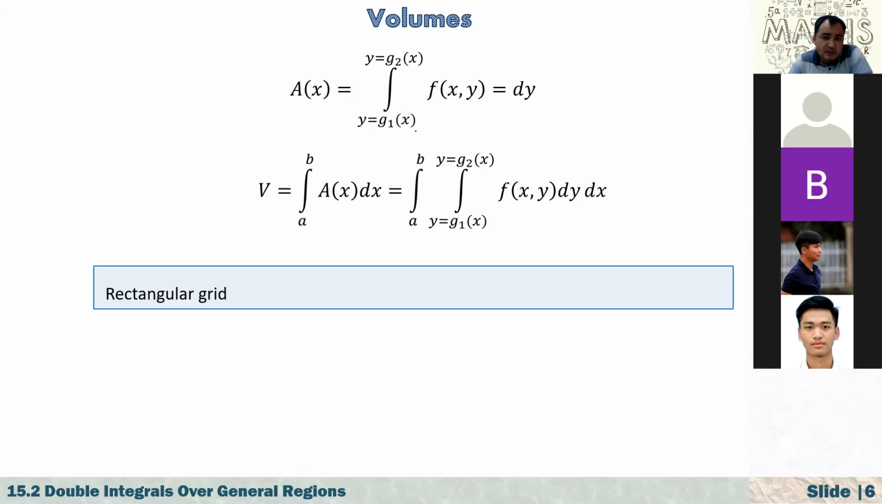They depend on x. So now if you just collect them, then this area from a to b, if you remember from the application of definite integrals, gives us a volume. So that is from a to b, the second integral from G1 to G2, f of x y dy dx.